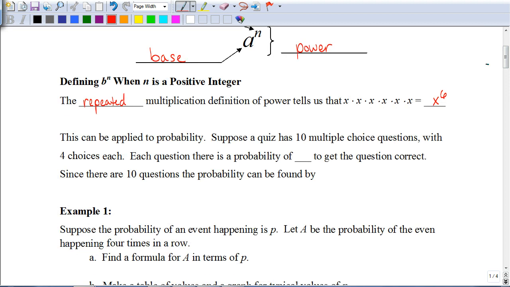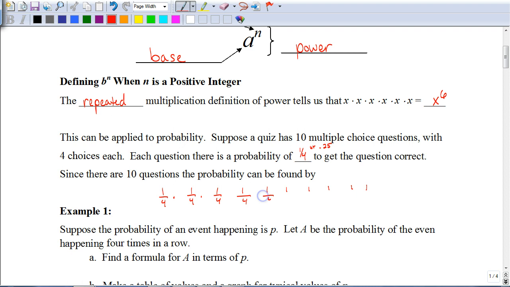Now this whole idea with this repeated multiplication, one application of this is dealing with a probability. Now suppose a quiz has 10 multiple choice questions with 4 choices each. So if that's the case, each question has a probability of 1 in 4, or 0.25, to get the question correct. Well, since there are 10 questions, the probability can be found by doing this. Well, every single question has a 1 in 4 chance of getting it right. 1, 2, 3, 4, 5, 6, 7, 8, 9, 10.